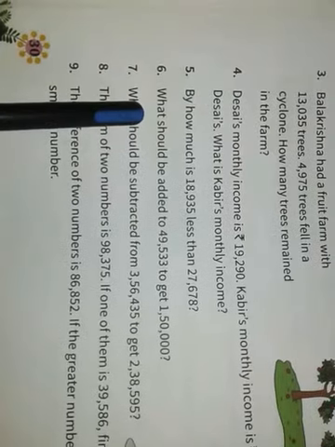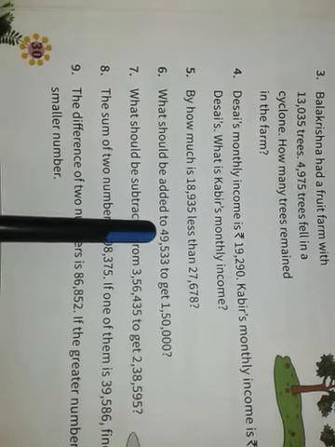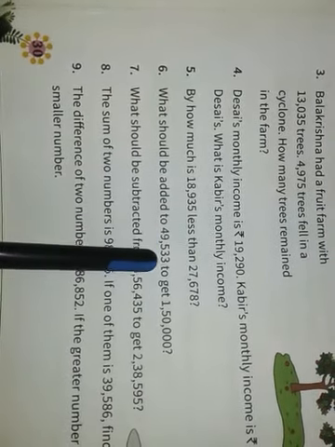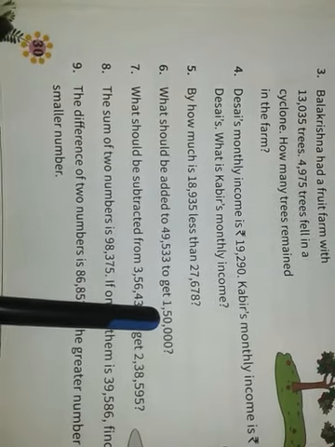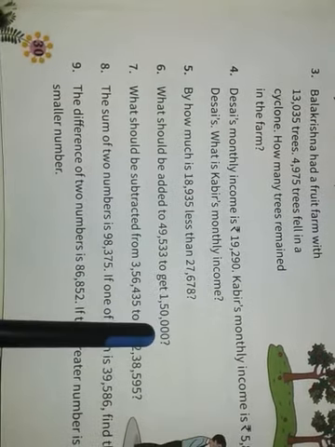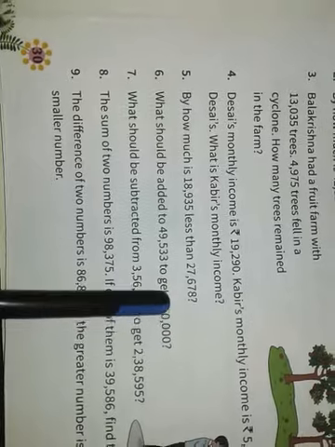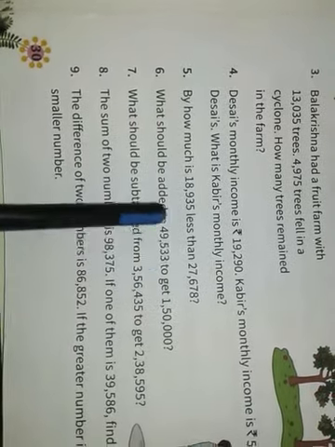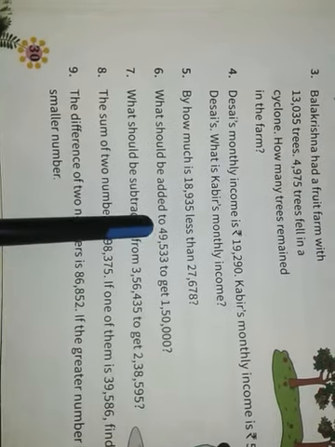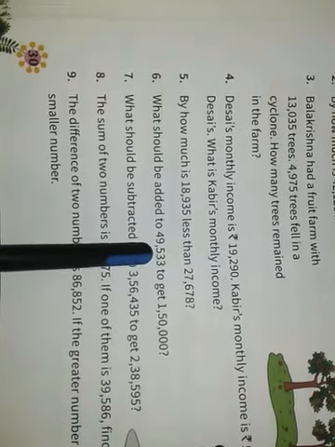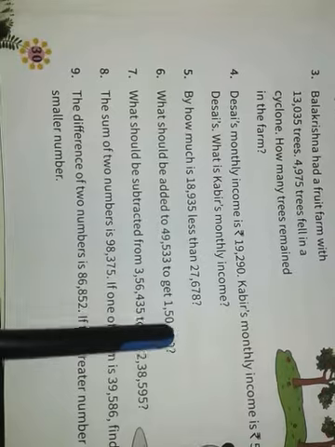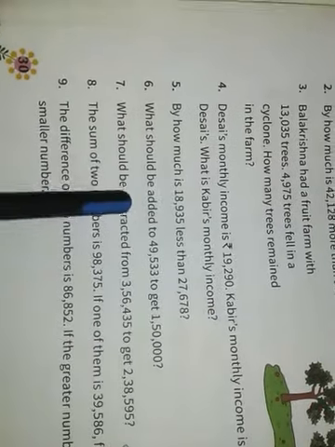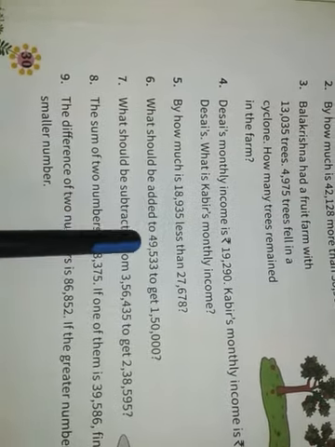Sixth number: what should be added to 49,533 to get 1,50,000? Okay, here also a simple concept. In subtraction we subtract the smaller one from the bigger one. So this is the smaller one, so we subtract this one from this. So here we subtract 49,533 from 1,50,000. Whatever we get is our answer. So that one we have to add to this number.